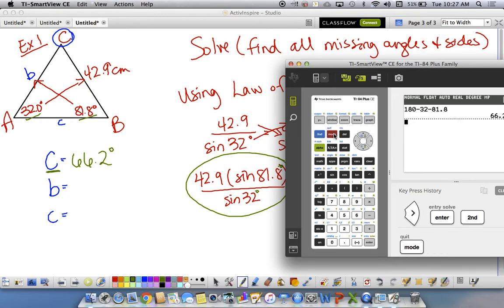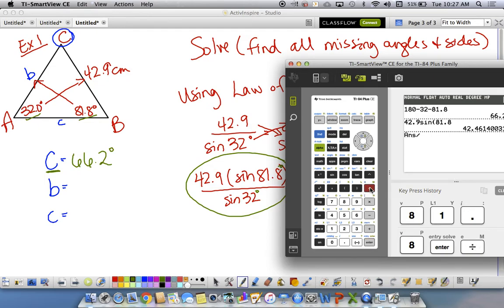So I'm simply going to hit 42.9, sine 81.8. I do the top by itself, I get a number. So that's the top number, 42.9 times sine 81.8, and we get this 42. But now I still need to divide, so I take that answer and divide by sine 32. I probably didn't need to put that parentheses, but I did. And I get an answer. What is the length of side B?